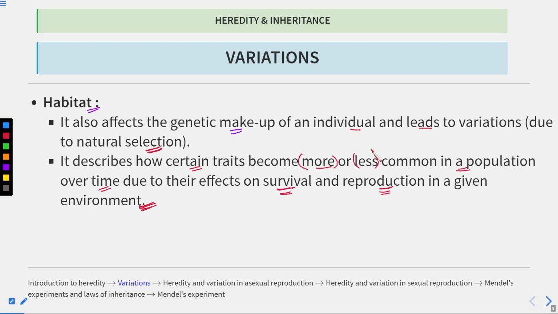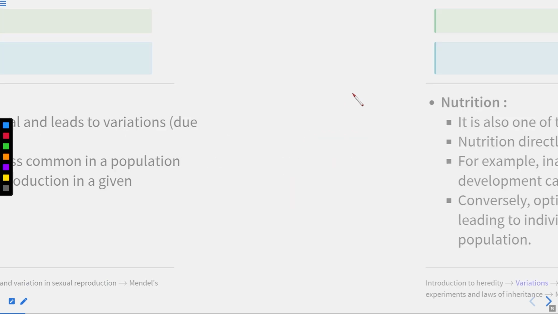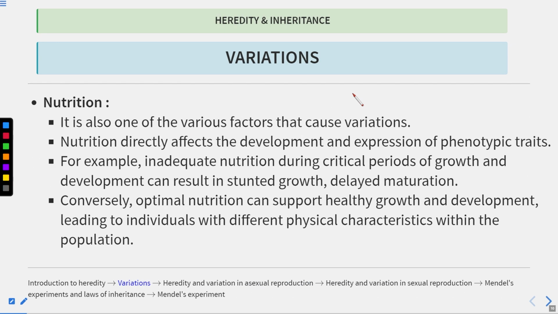All right, so we can say certain traits may become more common. Which traits will become more? That will help in the adaptation. Those traits that help to adapt will increase in number. Clear? Now, habitat, we were talking about habitat also.